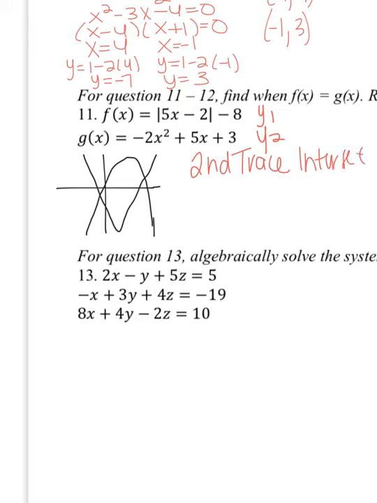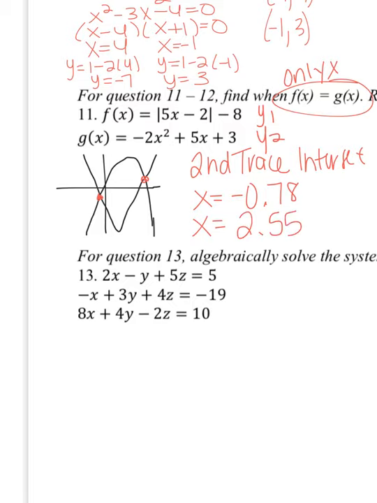Okay? And you're going to hover right on top of this point and this point. Type it into the calculator. For number 11, you should get two answers, again, because there are 2 points where they meet. F of x equals g of x, that's only the x values. I get x equals -0.78 for one of them. Again, round to the nearest hundredth, which is 2 decimals, and the other is x equals 2.55.